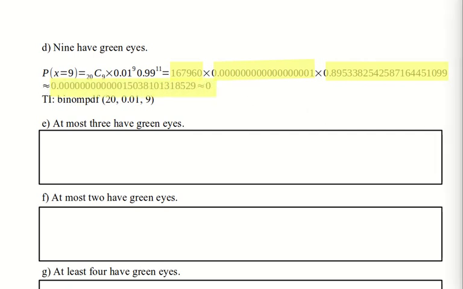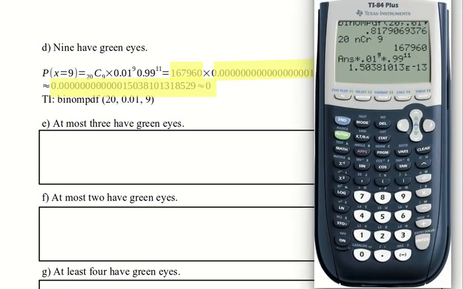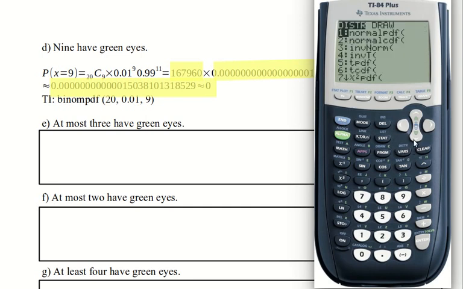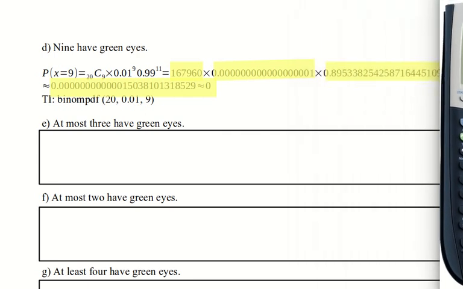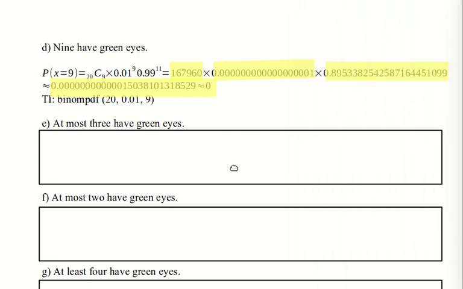Let's go through and do this again with our calculator's built-in functions. So I'm going to press second and vars to get into the distribution menu. I'm going to go down to a binomial probability distribution function. I'm going to say, yep, there's still 20 trials. The probability of success is still 1%. But now I'm interested in 9 successes, so I change that 0 to a 9, paste it in, and I get the same very, very small number in the sense that it's close to 0. The next question says, at most 3 have green eyes.